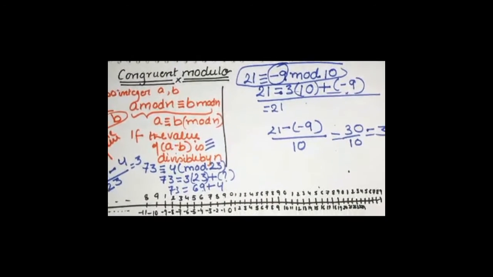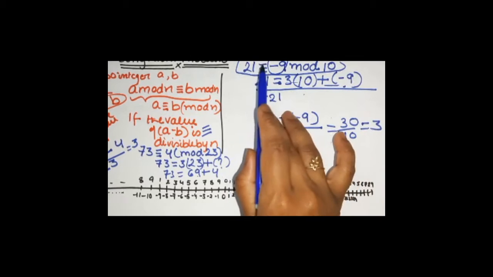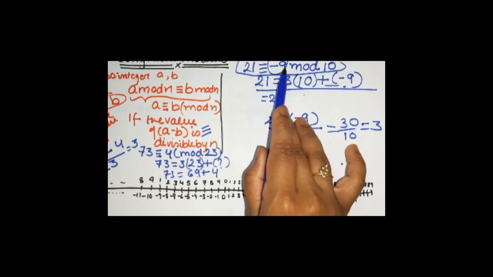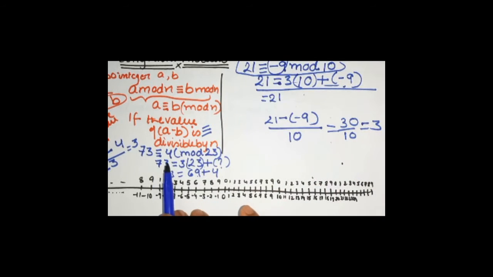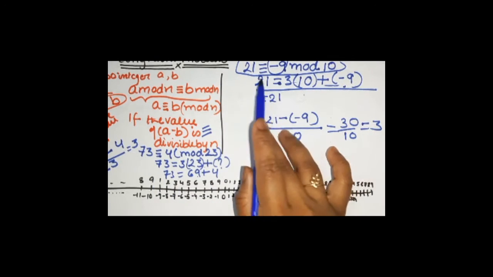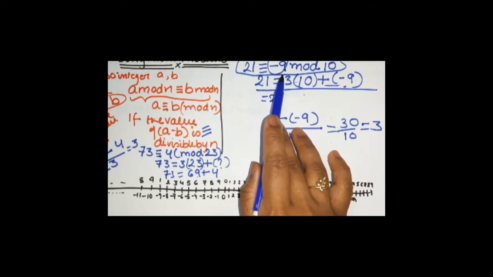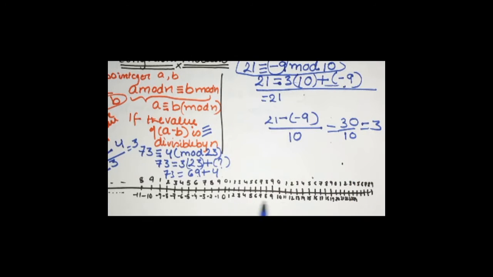Just now I told you that 21 is congruent to mod 9. Or you saw that 73 is congruent to 4. Let me take up an example, that 21 is congruent to minus 9. See, this is a number line. Can you see this is the number line?